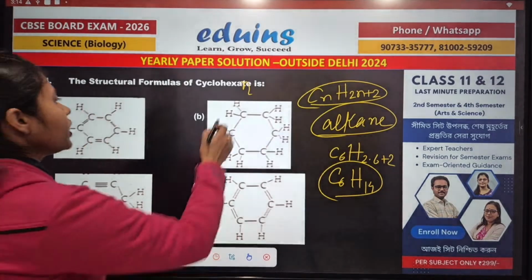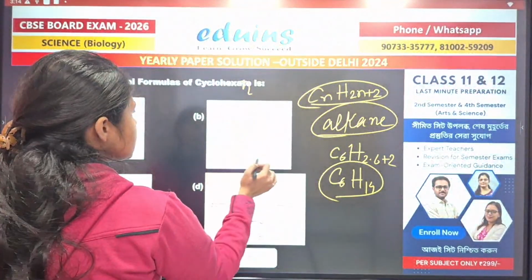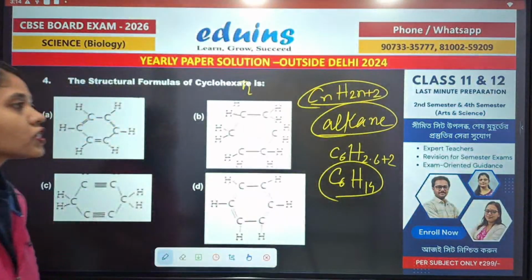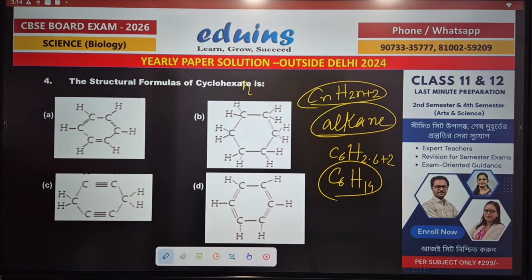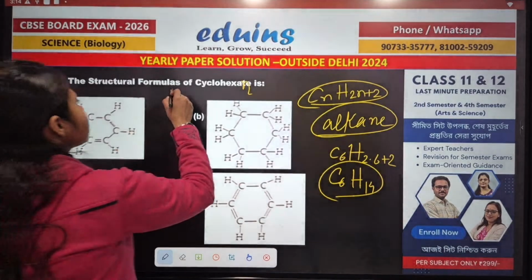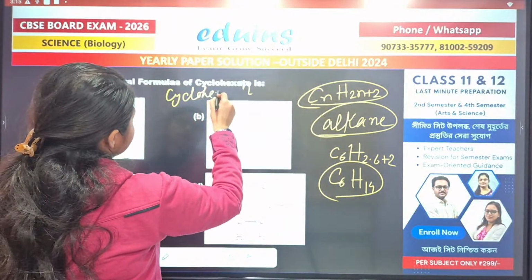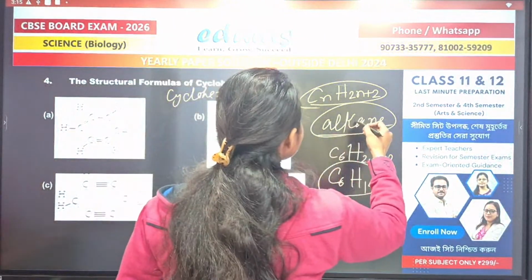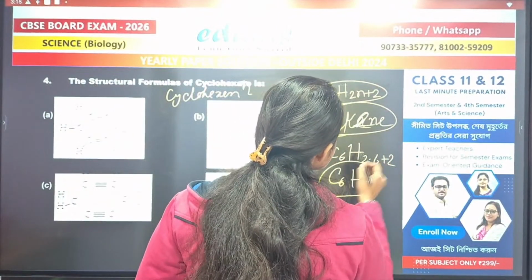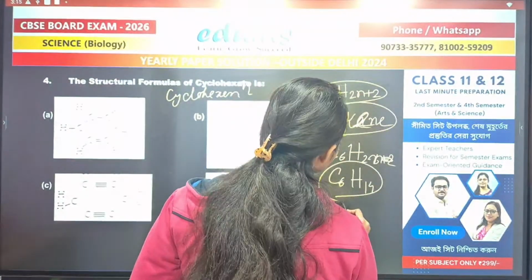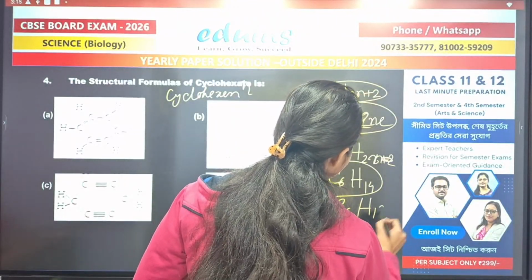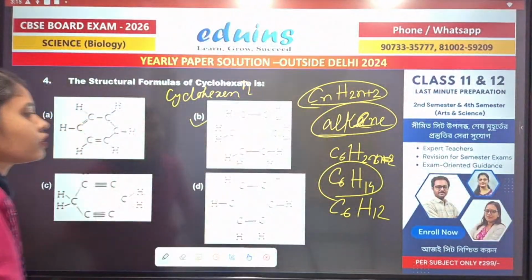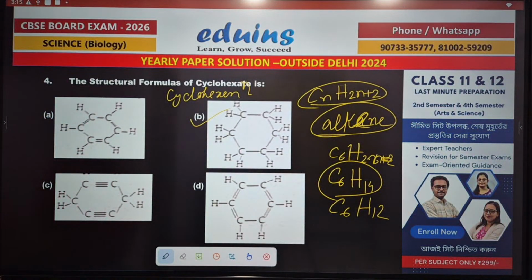In option B, we get 1, 2, 3, 4, 5, 6, 7, 8, 9, 10, 11, 12. So this is cyclohexane. Because this is not the alkane group, this is the alkene group. That means CnH2n, so 6, C6H12. So that is the right option. If there is an alkane group, there is 2n plus 2 number of hydrogens.